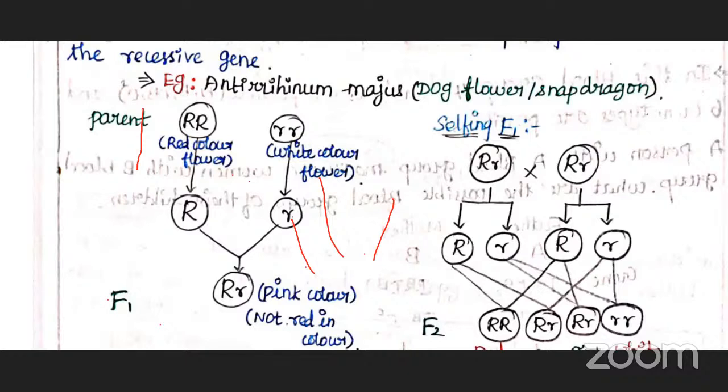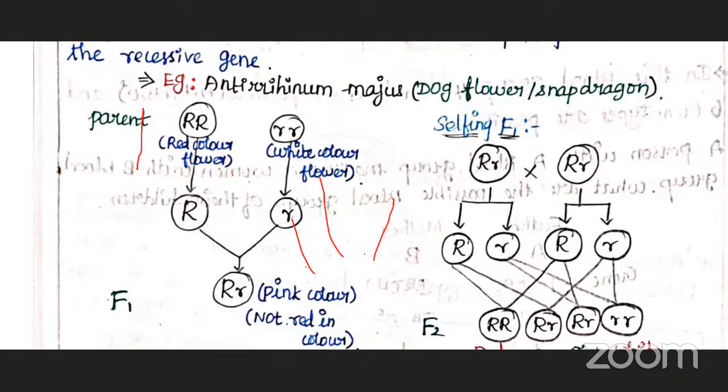Both gametes will fuse, one gamete entering into another, and a zygote will be formed. So finally we get a heterozygous one, capital R and small r. Capital R and small r is responsible for the pink color flower production. So in the end, we got a pink color flower.